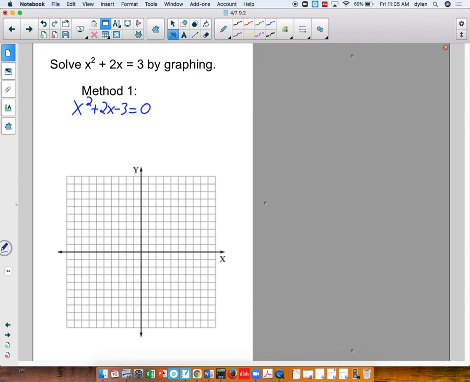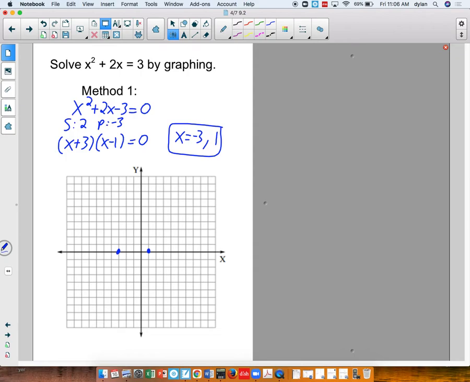And then we would factor it using sum and product, where the sum was 2 and the product was negative 3. So our factors would have been x plus 3 times x minus 1. And so then our x-intercepts would be x equals negative 3 and x equals 1. And so graphically we would have plotted negative 3 and positive 1.